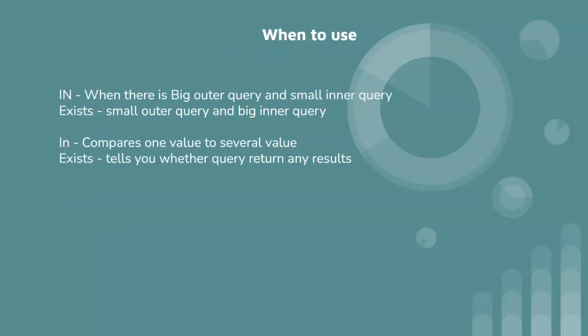So when to use which? IN is used when there is a big outer query and a small inner query. EXISTS, we use when there's a small outer query and a big inner query. The main use of IN is that it compares one value to several values, and EXISTS, on the other hand, tells us whether the query returns any results.